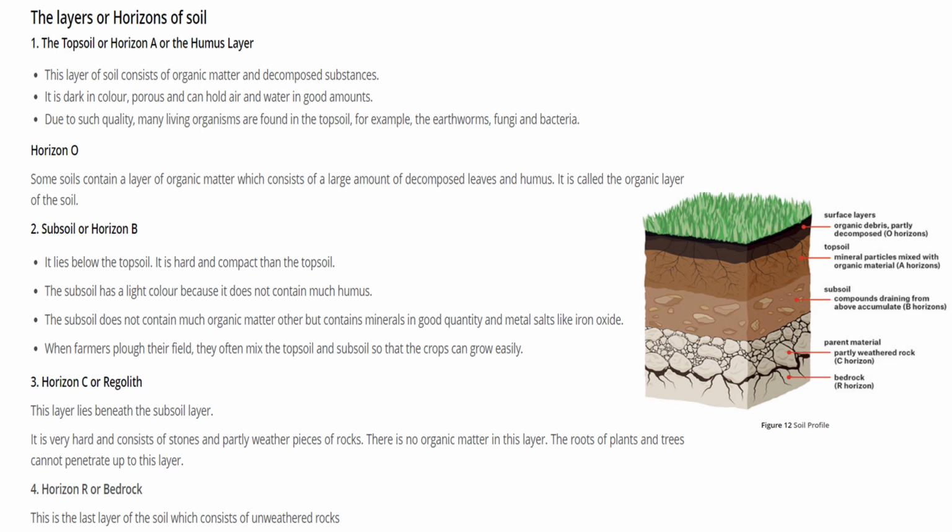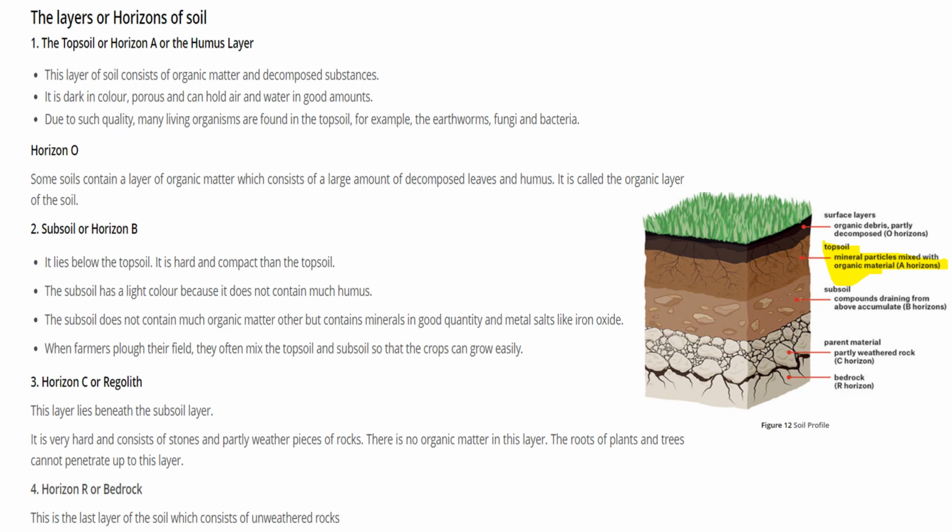So this is the topsoil, the brown one which you can see, where you can see the roots of the plants. That is the topsoil. Because it is dark in color, porous, and it can hold air and water in good amounts, you can see many living organisms in the topsoil, like earthworms, fungi, bacteria. They are present in the topsoil.